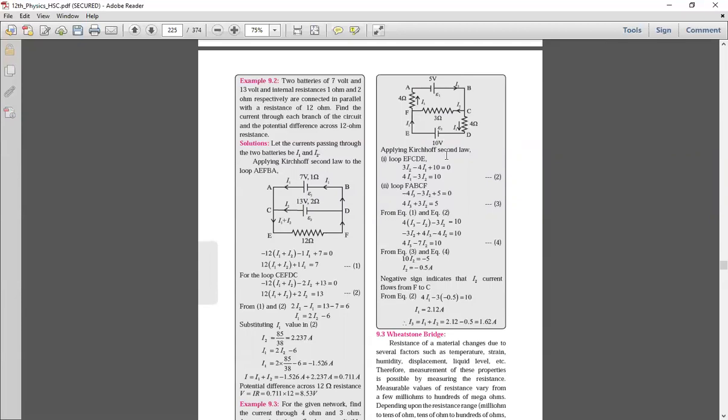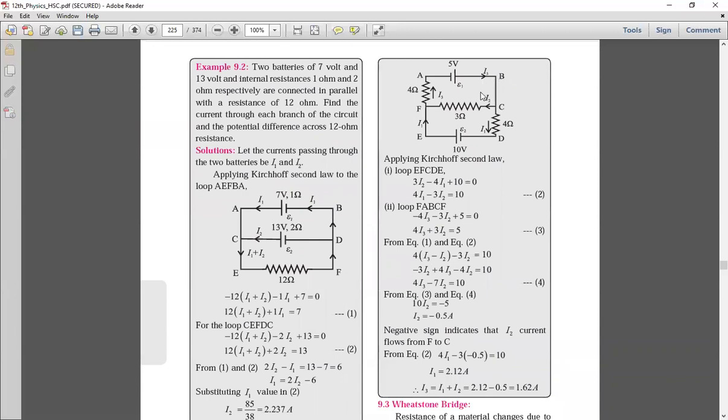So one is 10 volt, another is 5 volt. The 10 volt positive terminal is towards E, so current will start from here, as current always starts from the positive side. And for the 5 volt, point B is the positive terminal, so current starts from here. So what is the current mentioned? They have shown it as I3. You can show the currents your own way, I1, I2, I3.